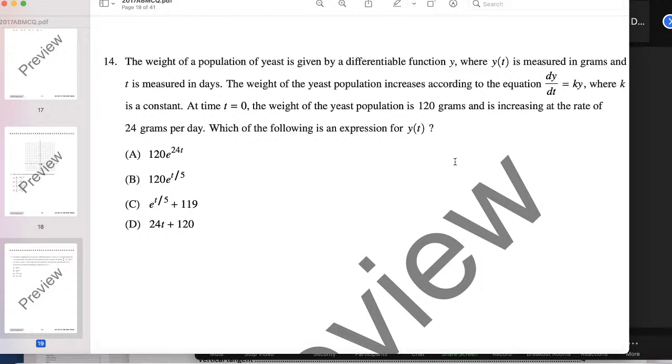Yeah, so blue has 2 points of inflection. Red has 2 points of inflection. Black has 1, 2, 3, 4 points of inflection. So red and blue is the first one.